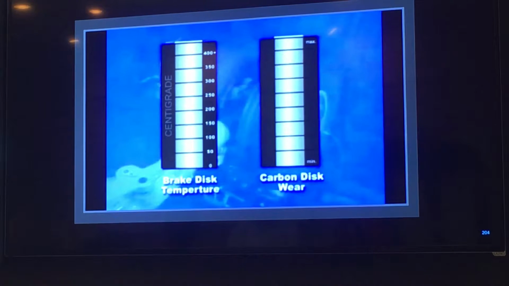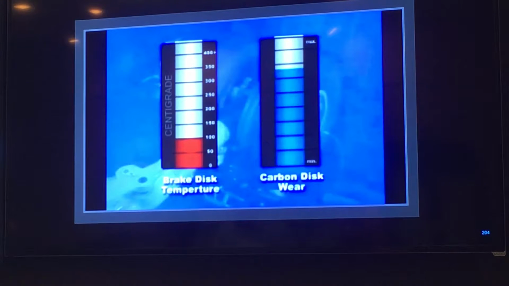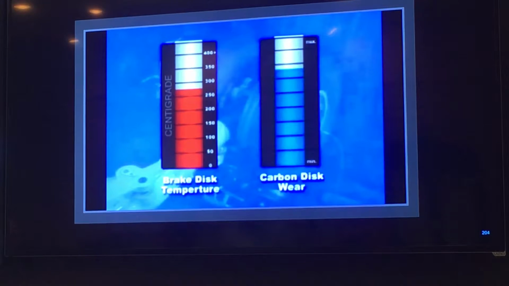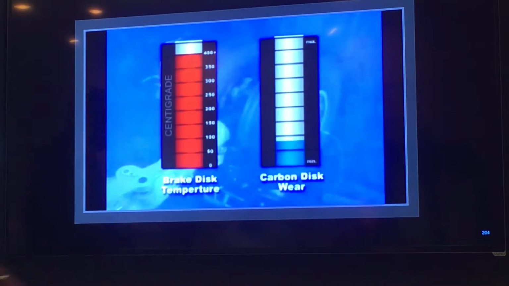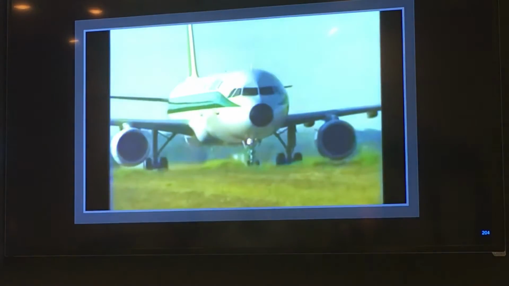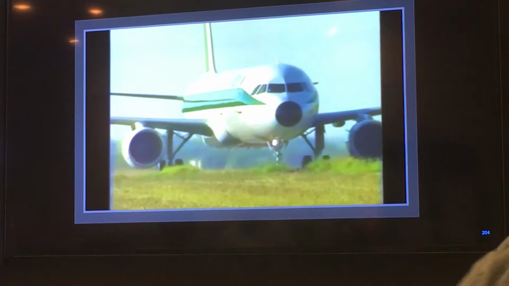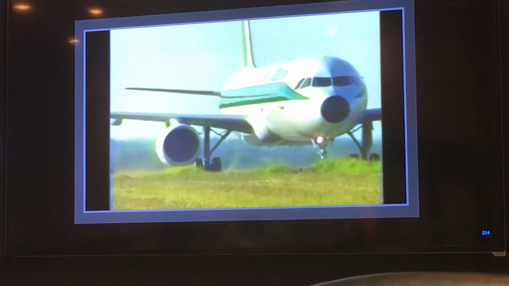These bar graphs show the relationship between brake disc temperature and carbon disc wear. Notice, as the brake begins to heat up, carbon disc wear increases dramatically. The maximum wear for ABS-C carbon occurs at approximately 150 degrees centigrade. Once the carbon discs are heated above this temperature, wear rapidly decreases. During aircraft operations, the temperature range in which the high wear occurs is associated with the taxi out or cold taxi event.